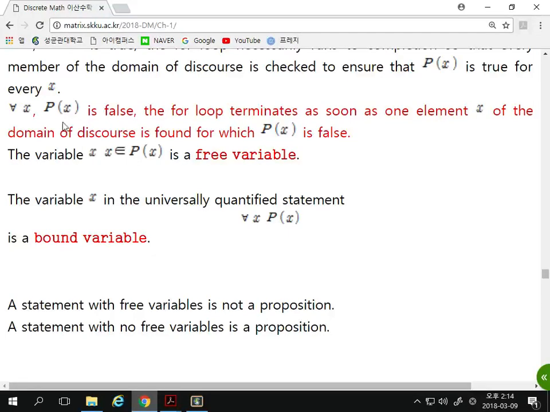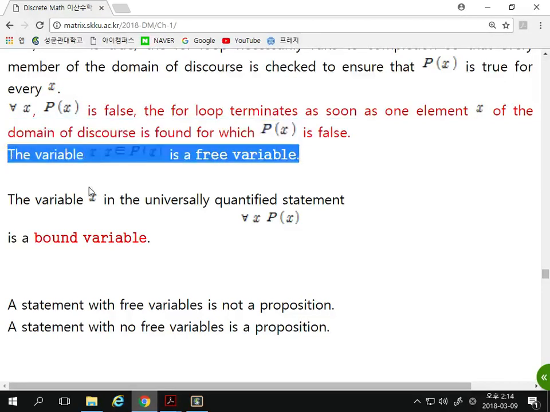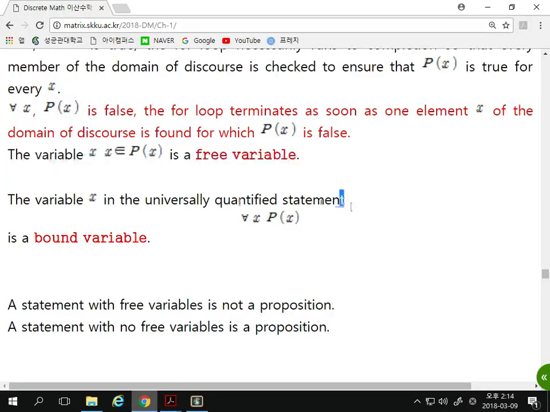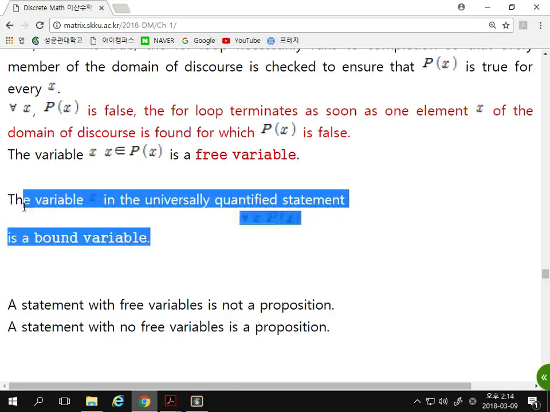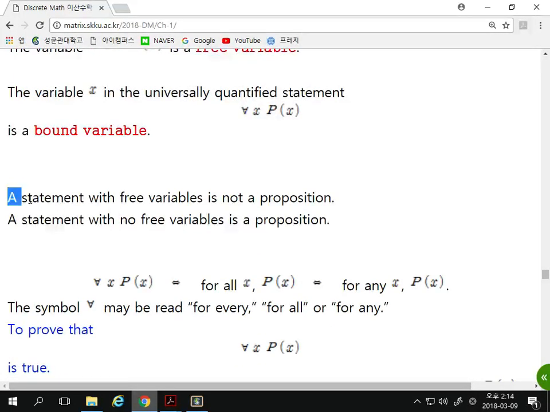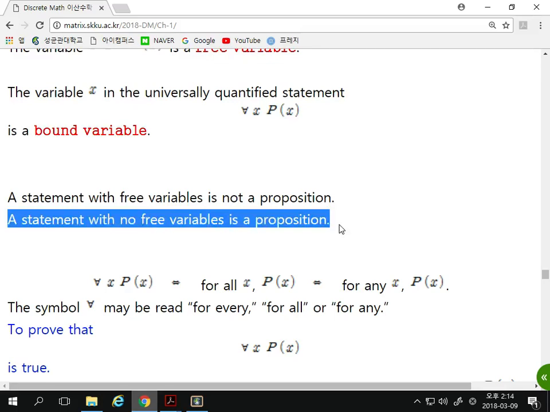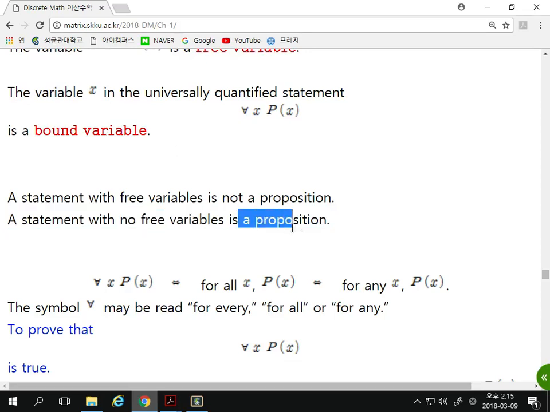Here, for some x, P of x is false, so the loop terminates with false. The variable x here is a free variable. The variable x in the universally quantified statement, for all x, P of x, is a bound variable. A statement with a free variable is not a proposition. A statement with no free variables is a proposition. So we should have a statement with bound variables to be checked.